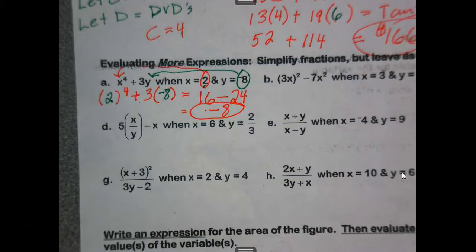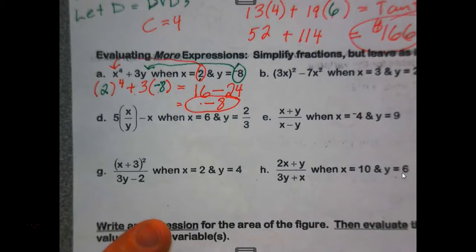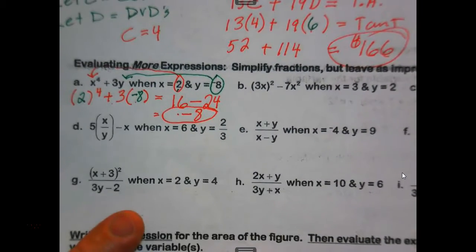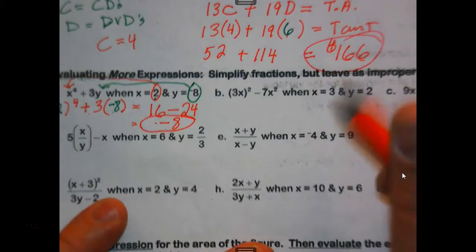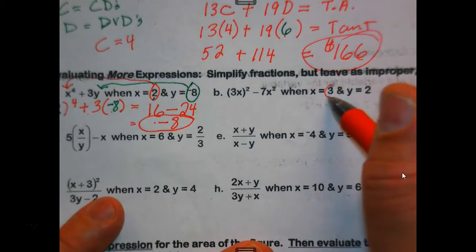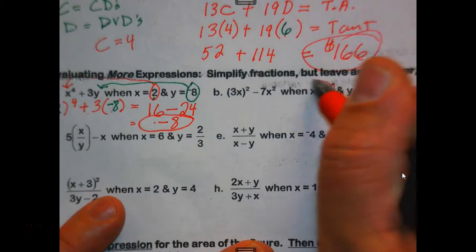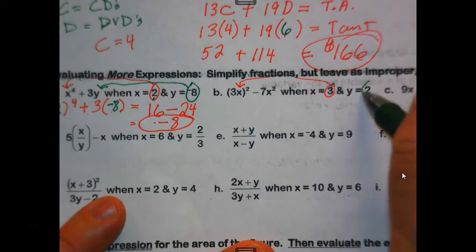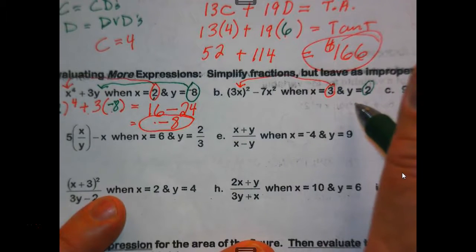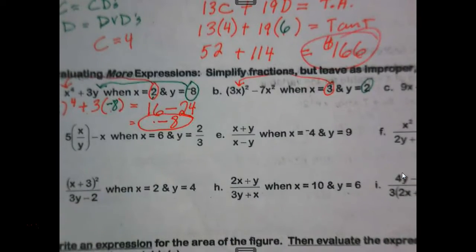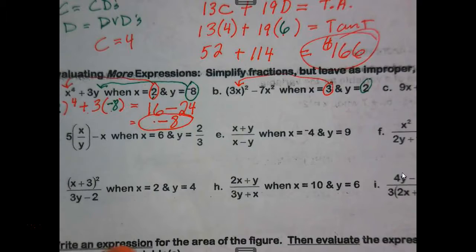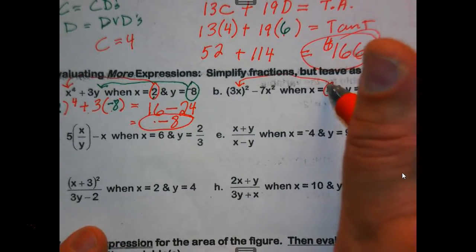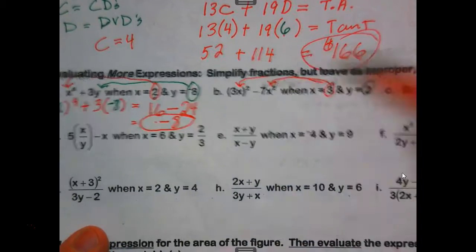How about, let's do E. Actually, B looks kind of funky. Let's do B. X is 3. It's going to go here. Y is 2. Do I even have a Y? Why would they give me a Y? I got a feeling that should be here. That's okay. We'll do it anyway.